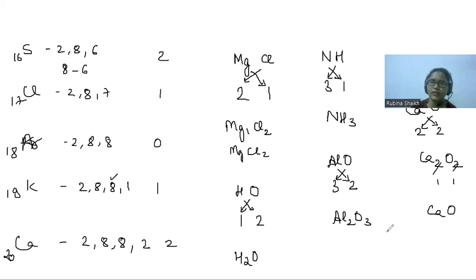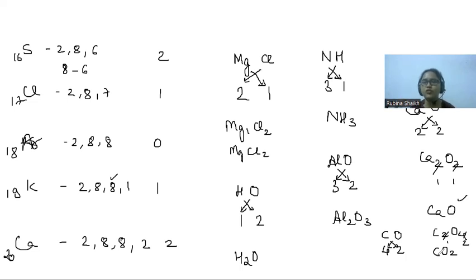I'll take another example, like C and O. What is the formula for carbon dioxide? Carbon has atomic number 6. Its valency is 4. Oxygen has valency 2. So we'll criss-cross and you will get C2O4. But again, as I said, we simplify: 2 ones are 2, 2 twos are 4. So it will be CO2. Okay. So remember this way.